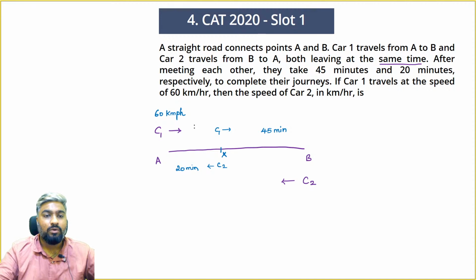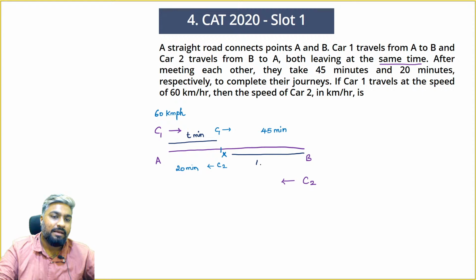So now let's say that the time taken for car 1 to reach X from A is t minutes. And B to X for car 2 will also be the same, correct? Because they both start at the same time and they meet, that means this will also take them t minutes. Do you agree, guys? Car 1 till X t minutes, car 2 till X t minutes.